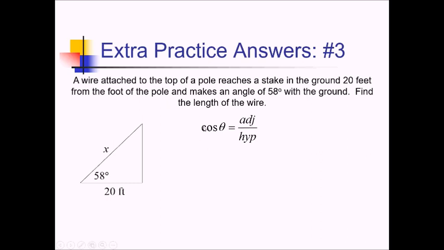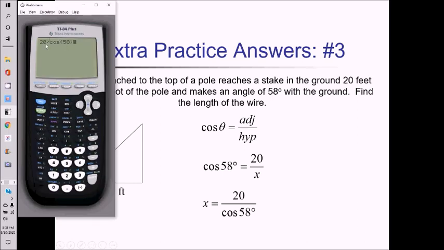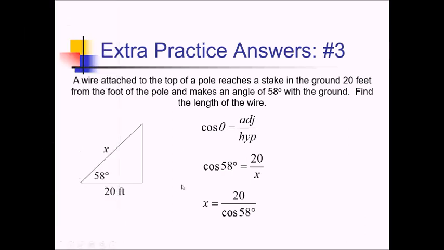So we can say cosine of our angle, 58 degrees, equals that adjacent side that we said was 20, divided by our hypotenuse of x. To solve for x, I have to multiply by x and then divide by cosine. So that's going to be 20 divided by cosine of 58 degrees, which we will go to the calculator for. So here we are on the calculator, 20 over cosine of 58, and that's going to be 37.7, and that's going to be in units of feet. So that's how long our wire is.